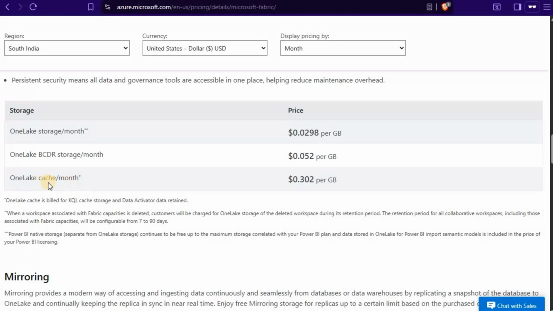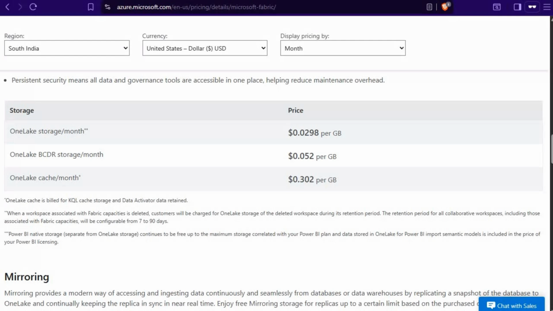Next comes your OneLake cache cost. It is $0.302 per month per GB. This is a special high-speed cache used by certain Fabric features. For example, the Kusto engine's query cache for real-time analytics and Data Activator's streaming data retention or billed as cache usage. The cache is priced higher because it's optimized for speed. Only data explicitly stored in these caching layers incurs this cost.